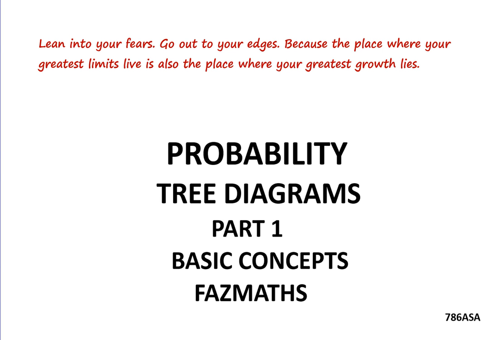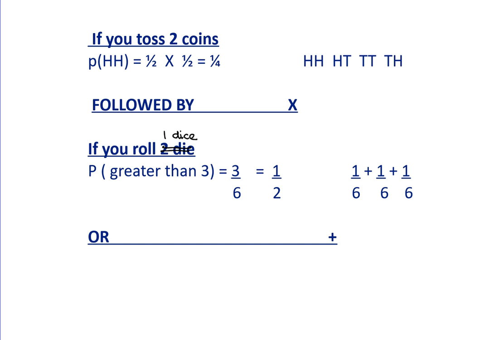In this video, we'll cover the basic concepts you need to know about probability. Okay, so if you toss two coins and we wanted two heads, then the probability of getting two heads would be, if we look at the outcomes first, you can tell it would be 1 out of the 4.